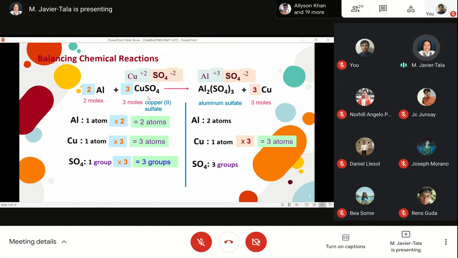And if you recall, class, when an element is alone, its oxidation state is 0. Unlike in compound form, as you can see on top, the oxidation state or charge of copper is positive 2 and sulfate is negative 2, and aluminum is positive 3 and sulfate is negative 2. But your aluminum on the reactant side is 0 charge, and the copper on the product side is 0 charge.